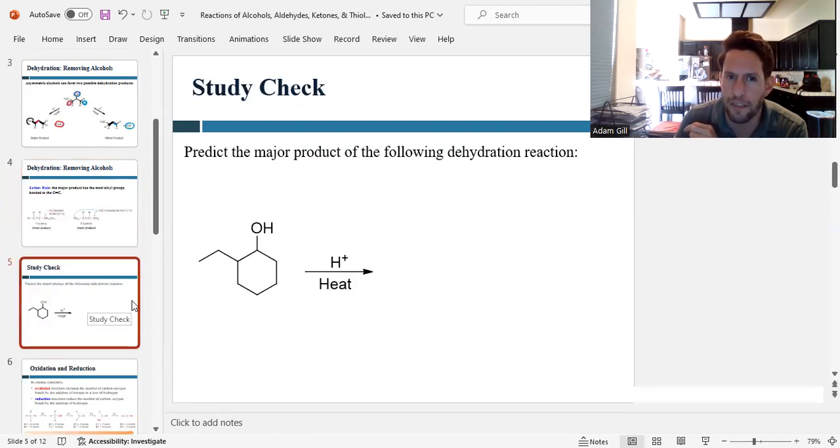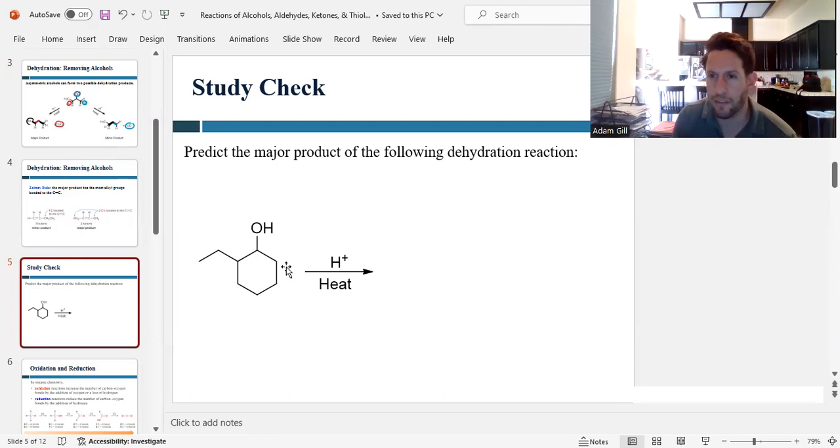So let's do a study check. Predict the major product of the following dehydration reaction. So this is a typical question you'll get on the exam, right? We see that it's an alcohol. We're adding acid. Remember, H plus is the abbreviation for an acid, and heat. And so we're going to be removing H and OH.